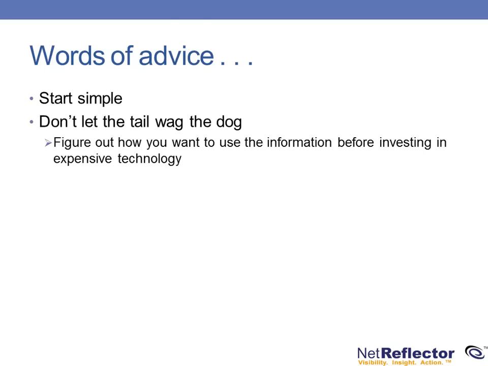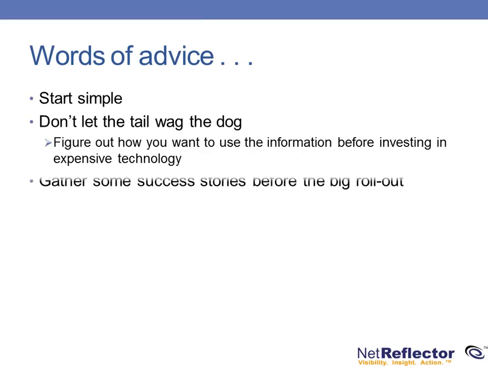Next, don't let the tail wag the dog. I've made this point several times, but it's worth repeating. Buy the systems that meet your VoC objectives rather than investing in the flavor of the month and then figuring out what to do with it. And you might want to run some pilots and gather some success stories before rolling out the big VoC initiative. We've all seen big rollouts that fizzle because they set unrealistic expectations. Better to have some solid wins in place and then do the rollout.